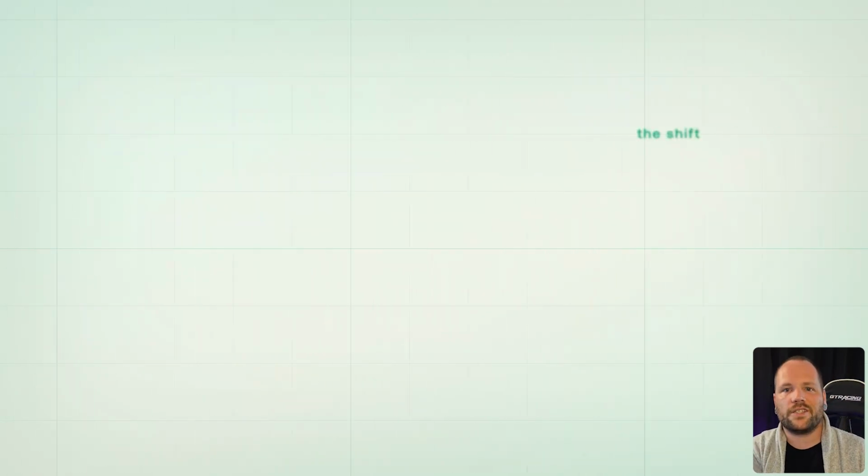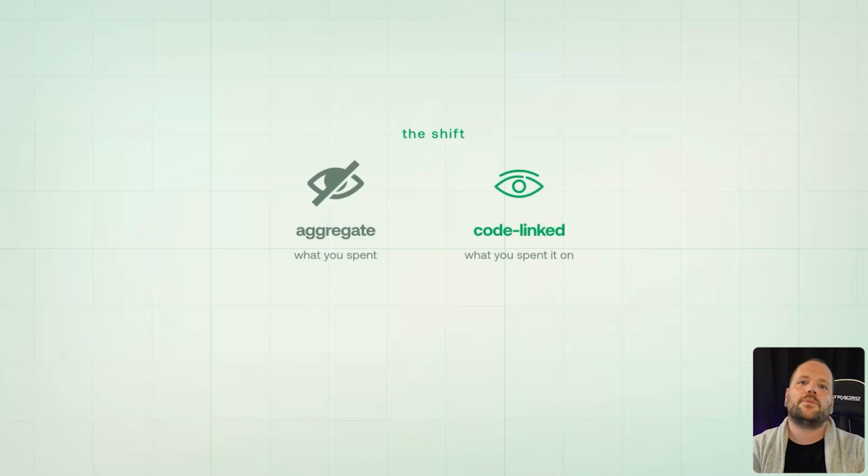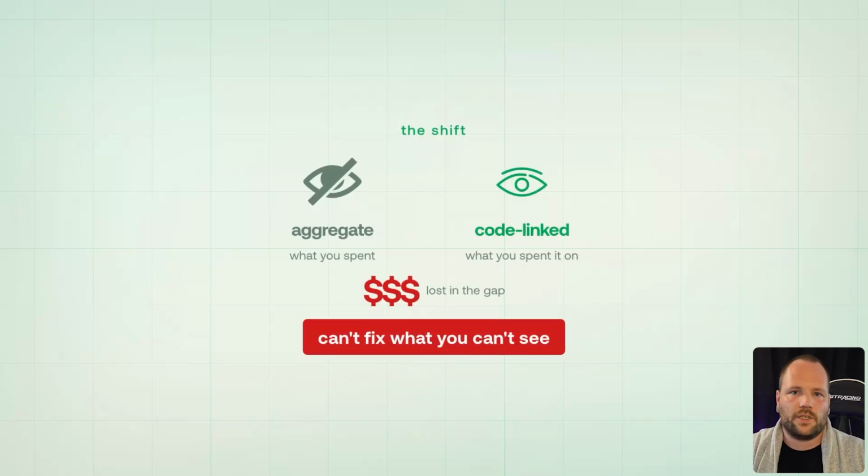The OpenAI billing dashboard is a great place to start, but it leaves you with the aggregate. It tells you what you spent, but it doesn't tell you what you spent it on. And that gap can be extremely expensive and is where a lot of opportunities for optimization get missed, right? Because you can't fix what you can't see.